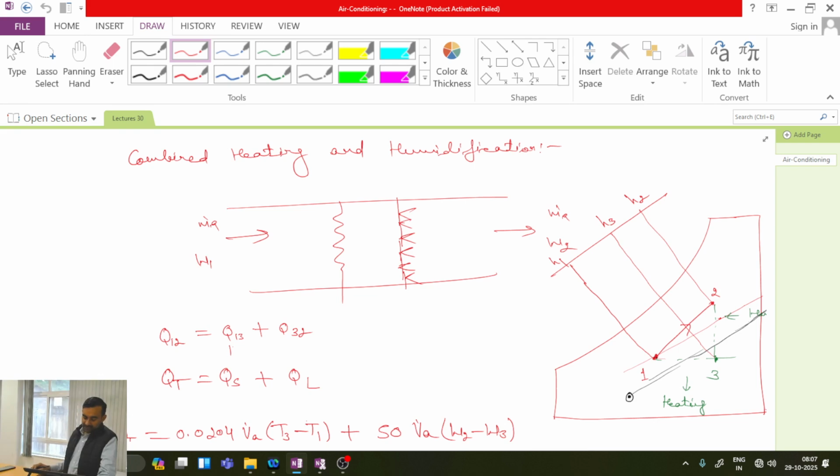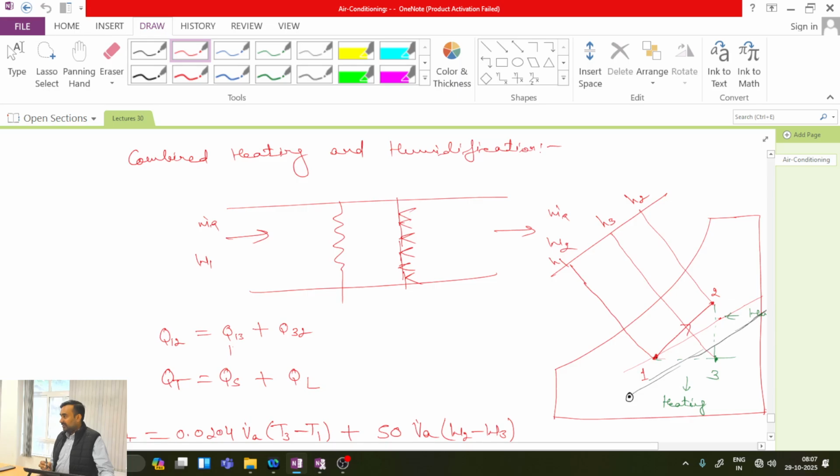Now, later on we started discussion on the combined heating and humidification process. In the case of combined heating and humidification, we have a heater and we have some water spray also. Okay, so when I am doing heating, it means temperature must increase. So if I am at state point 1, my final point 2 should be such that temperature is increasing. And second thing, when I am having humidification also, W1 will be less in comparison to the final humidity. So that's why I will be getting an inclined line something like this.